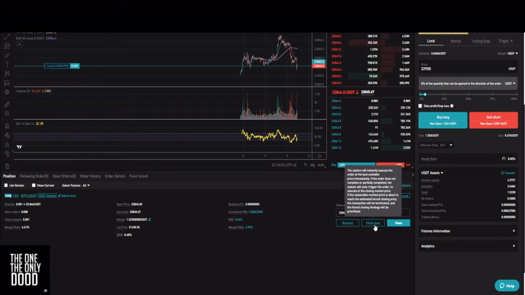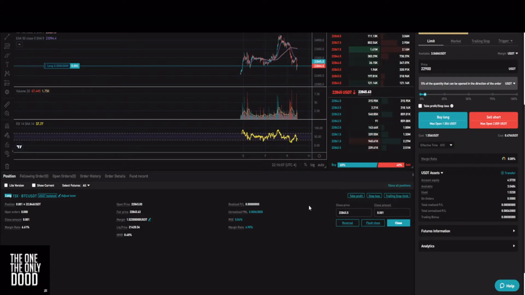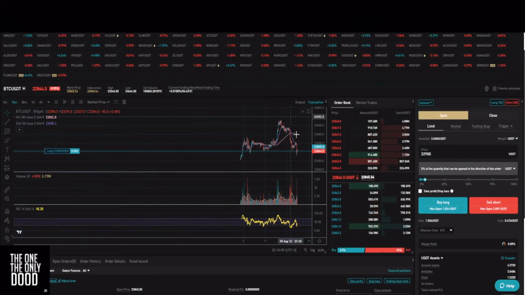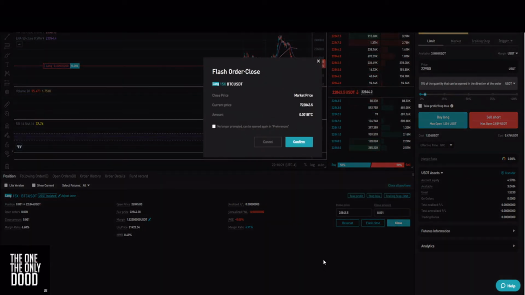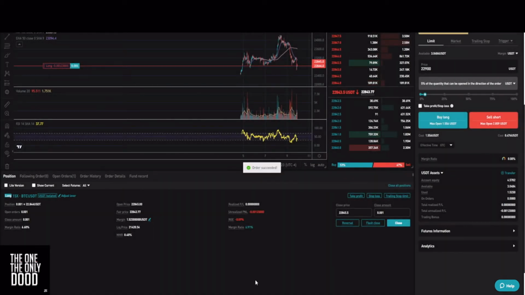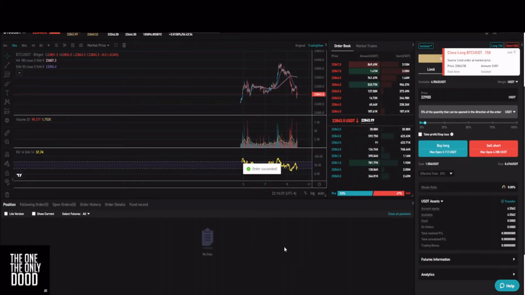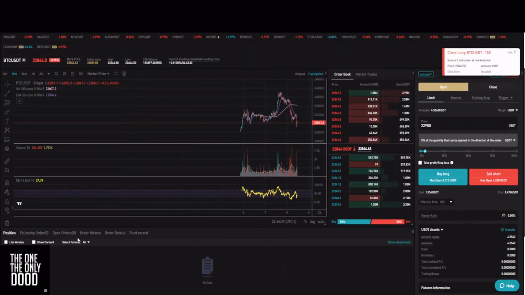Now you have flash close. Flash close is basically you closing out your entire position at market price. So let's say I want to exit this trade right now, and I got what I wanted. I want to lose literally a penny, right? I would click flash close. I would exit this trade, confirm. It closes me out of the trade. It gets me filled. See how it filled me really quick?